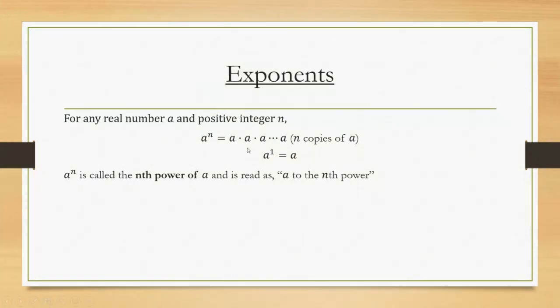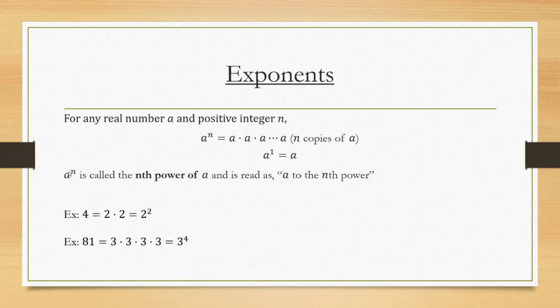And this is just some terminology I presented. A to the n, we call it the nth power of a, or you might see it as a raised to the nth power. And I didn't put this on the slide, but the a here is the base. The n here is the exponent. The a is called the base, n is called the exponent.